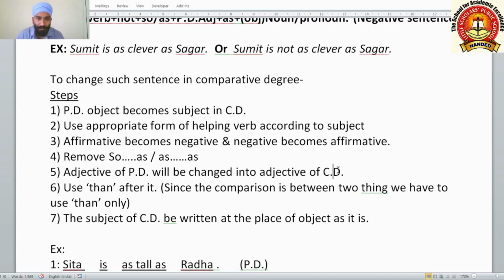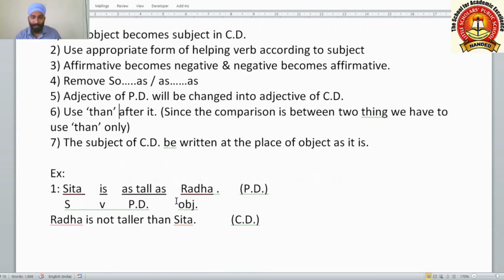Here these degrees will change. Use than after the adjective. Since the comparison is between two things, we have to use than. The subject of the positive degree is written at the place of the object as it is. Now let us see the examples.